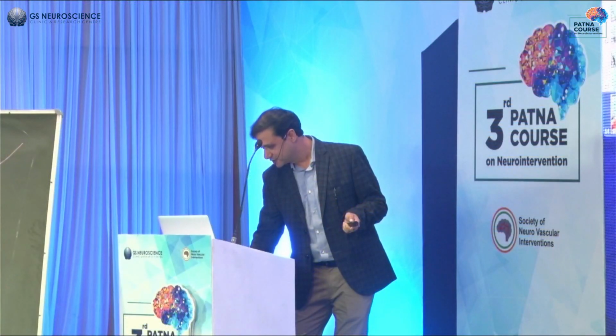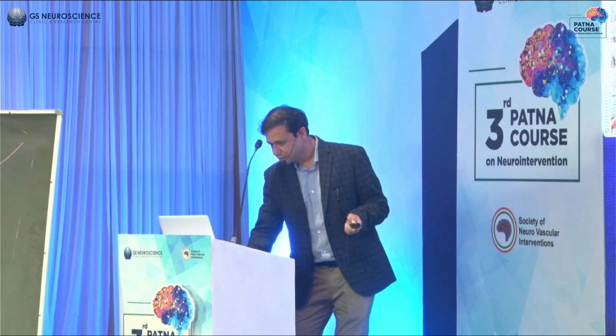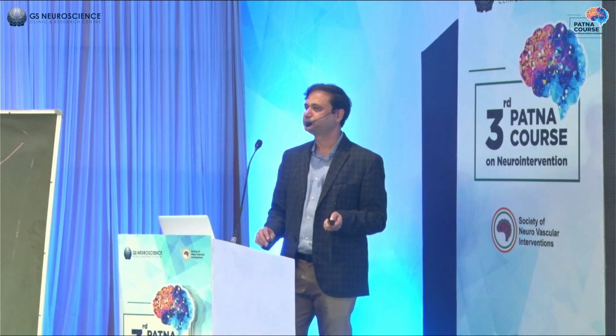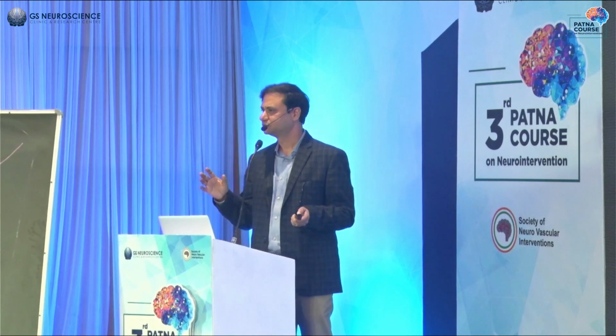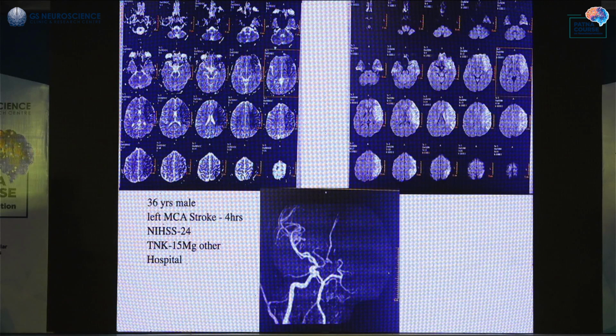I'm going to show 2 cases, nice cases. A young boy, he was playing tennis in the morning hours, and during play, he had a stroke. Right side hemiplegia and aphasia. So they immediately went to some hospital where thrombolysis was done with TNK, then shifted to our center. So this is the MRI.